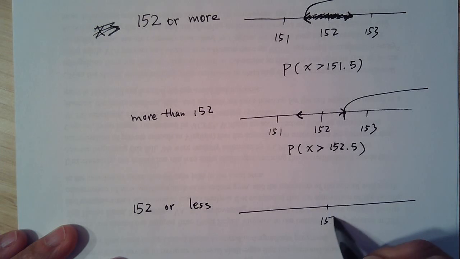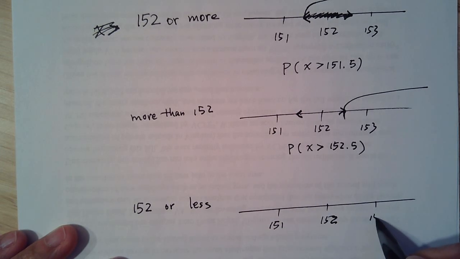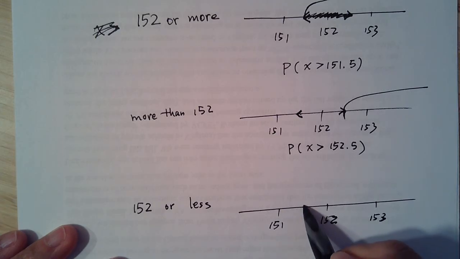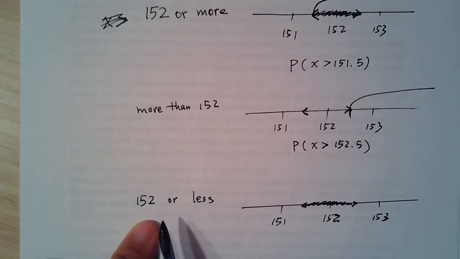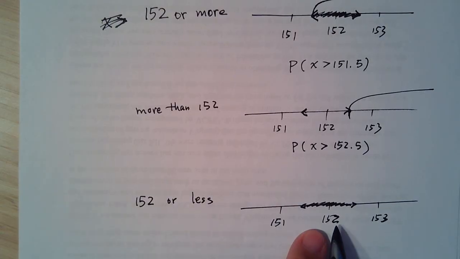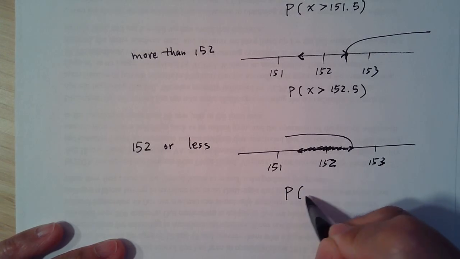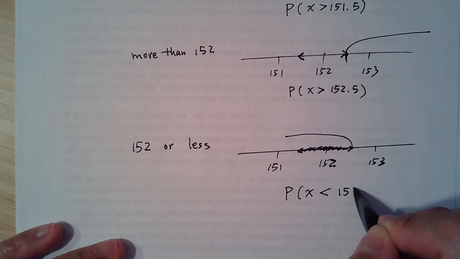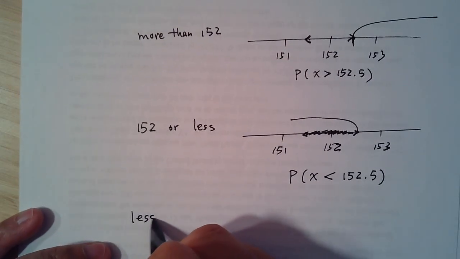Now next one, 152 or less. Again, on this little number line, you write 152 and write the two neighbors, 151 and 153, and you put a little thing here, and that is your 152 after you did the continuity correction. So when you look for 152 or less, which means from 152 all the way to the left, you should start from here. Okay, that should include 152. So that would be x less than 152.5.